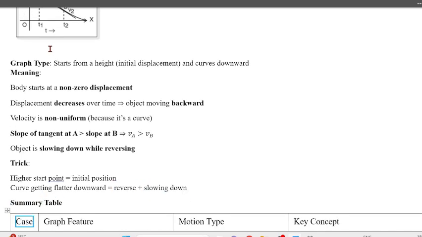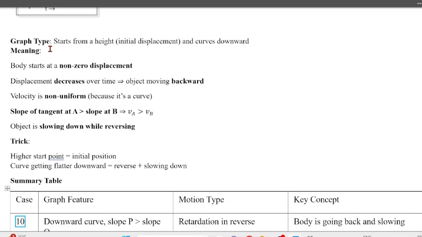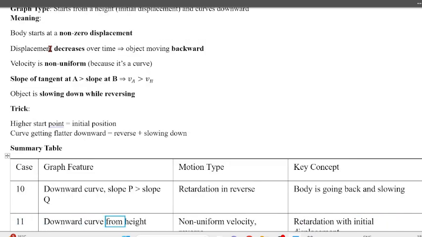Summary table: case, graph, feature, motion type, key concept. 10. Downward curve, slope at P, slope at Q: retardation in reverse. The body is going back and slowing. 11. Downward curve from a height: non-uniform velocity, reverse retardation with initial displacement.